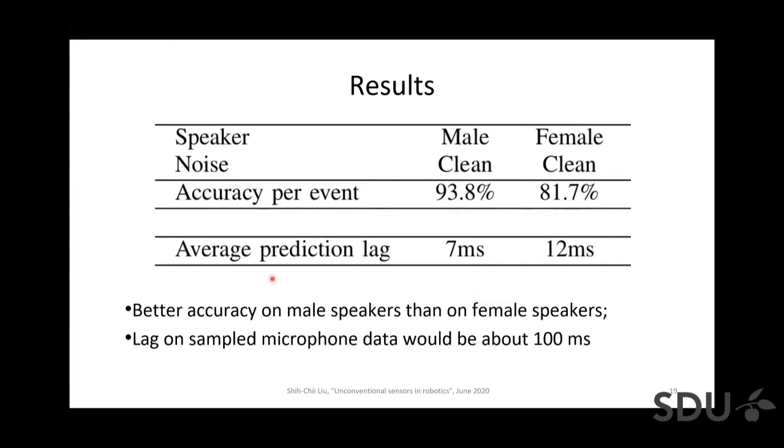And so in general, what we can conclude is that at least for this set of recordings, there was better accuracy on the male speakers than on the female speakers, and that's partially due to the events that we get from the different frequency channels. It's actually more variable when you get events from the higher frequency channels. And if you compare the prediction lag we got here with the lag on the sampled microphone data, that would be about 100 milliseconds, so it would be much longer.